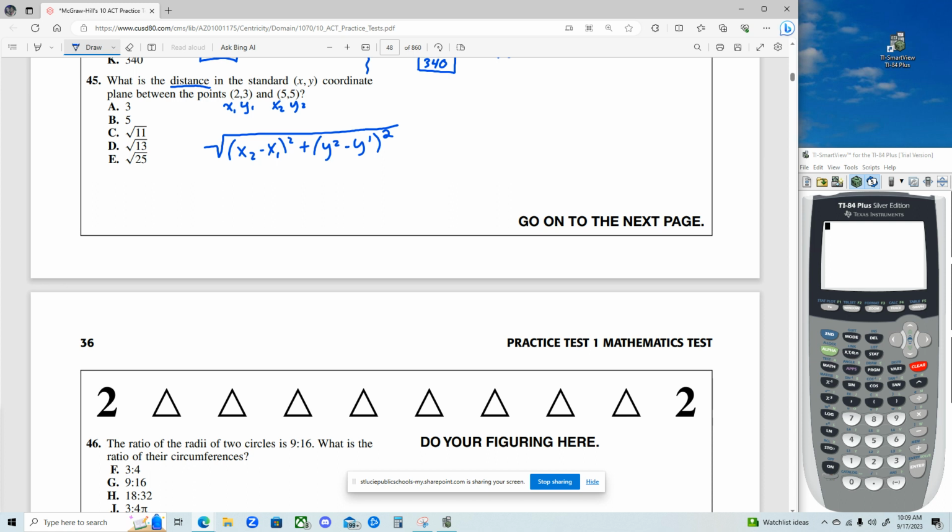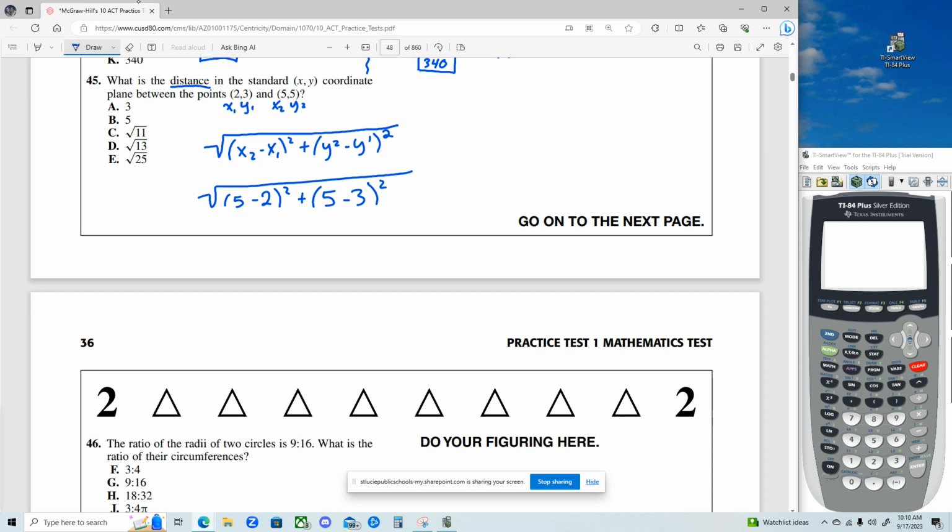Otherwise, maybe I can check and see if there's a way to plug it in on the graphing calculator. I didn't check that yet, but if you've got the formula memorized, we're just going to be plugging in the numbers, and then we can just plug it in the calculator. So x2 is 5, so 5 minus x1 is 2 squared plus y2 is also 5 minus y1 is 3 squared.